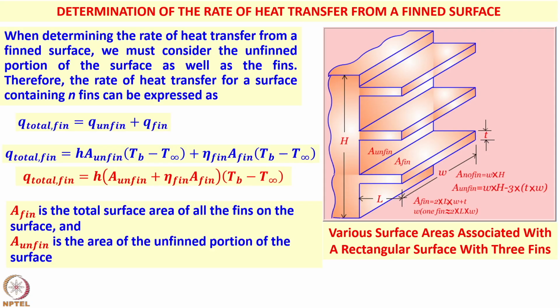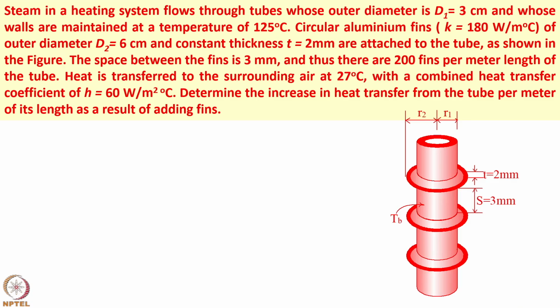So what is the problem comprising of? Steam in a heating system flows through tubes, whose outer diameter is 3 centimeter and whose walls are maintained at a temperature of 125 degrees Celsius. The circular aluminum pin fins of outer diameter D2 is 6 centimeters, that is R2 is 3 centimeters, R1 is 1.5 centimeters. The thickness is 2 mm and the space between the fins is 3 mm, these are circular fins, and thus there are 200 fins per meter length of the tube.